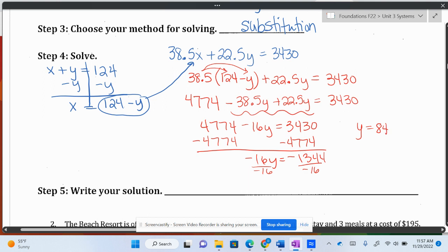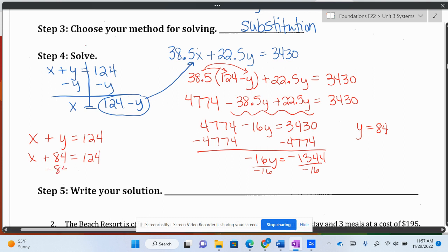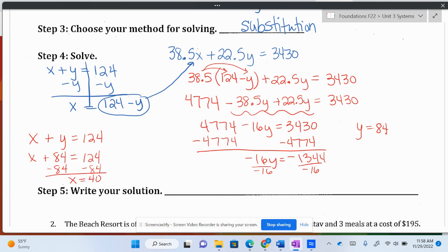Okay. So let's go back to that generic equation that we wrote at the very beginning, the real easy one that said x plus y equals 124. But I know that y is really 84. So what's x? How am I going to solve for x? Yeah, subtract 84 from both sides. So x is 40. So my solution is 40 comma 84.